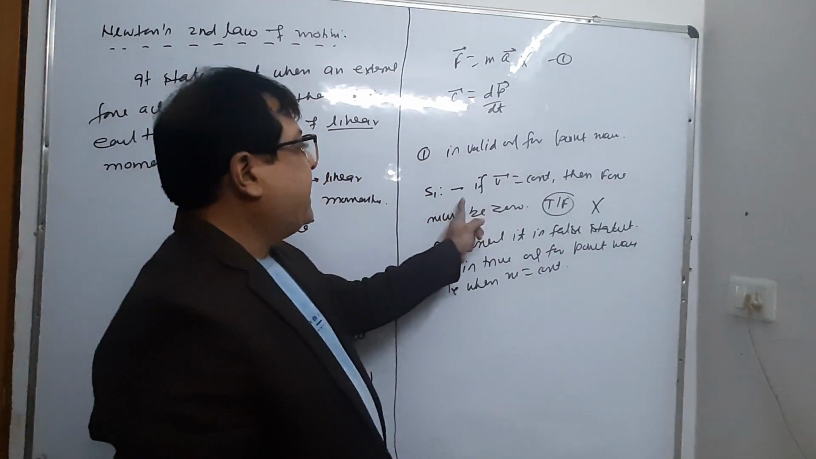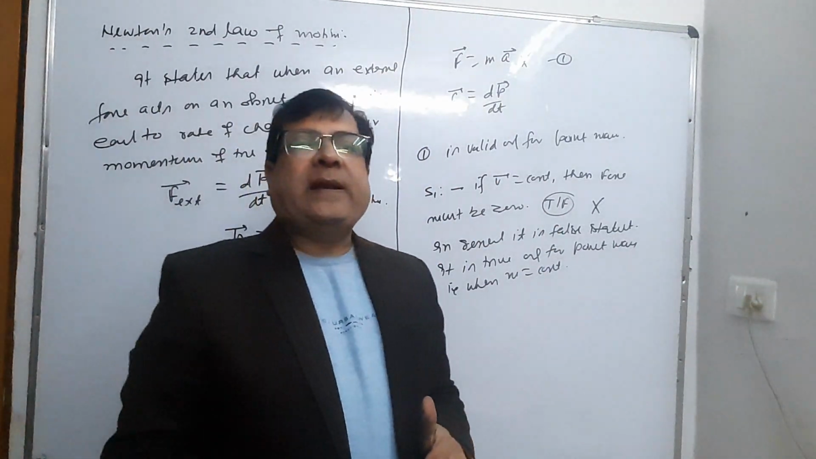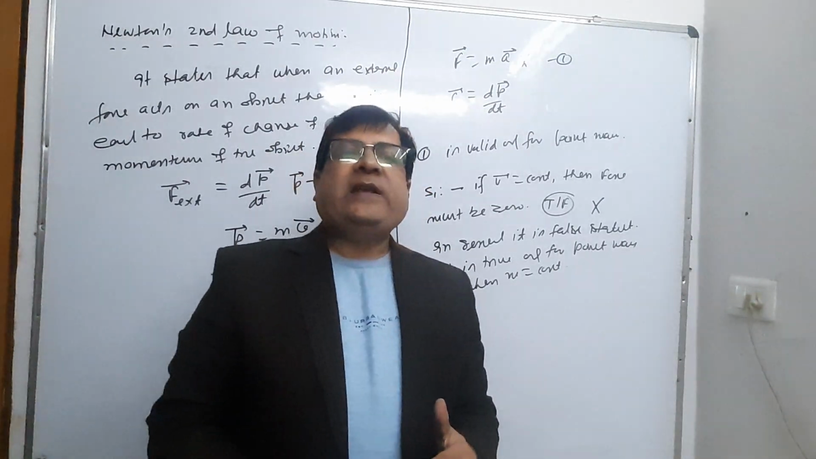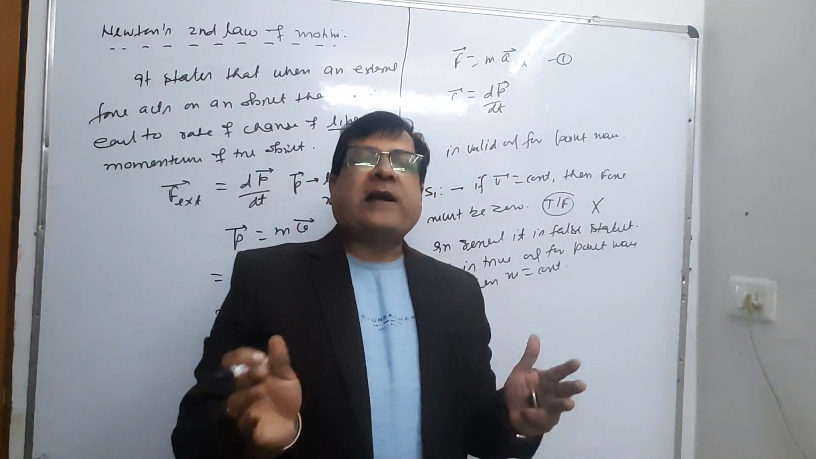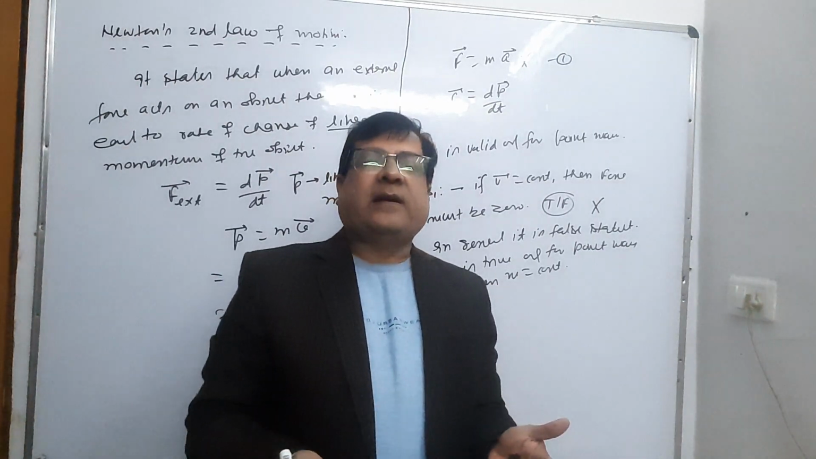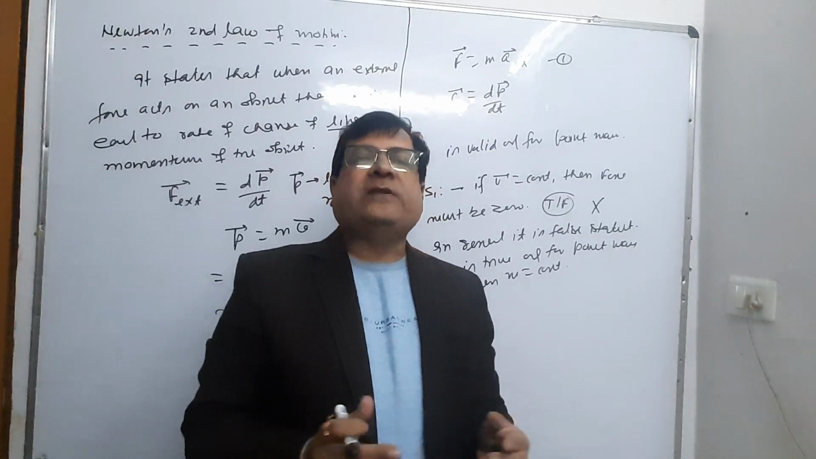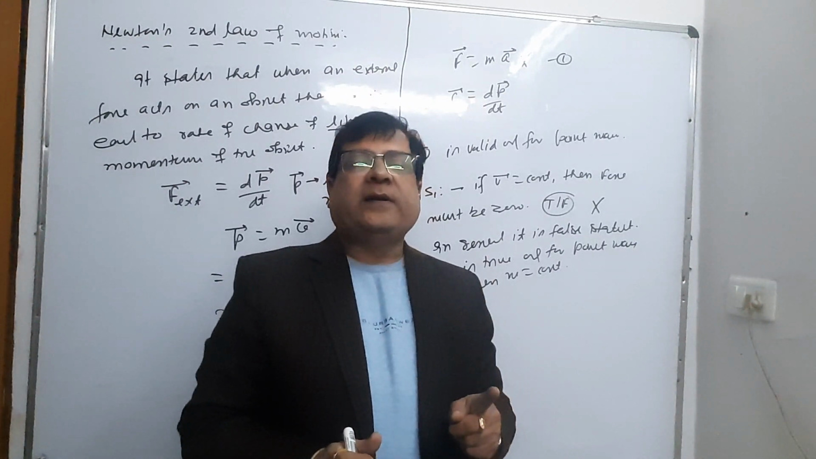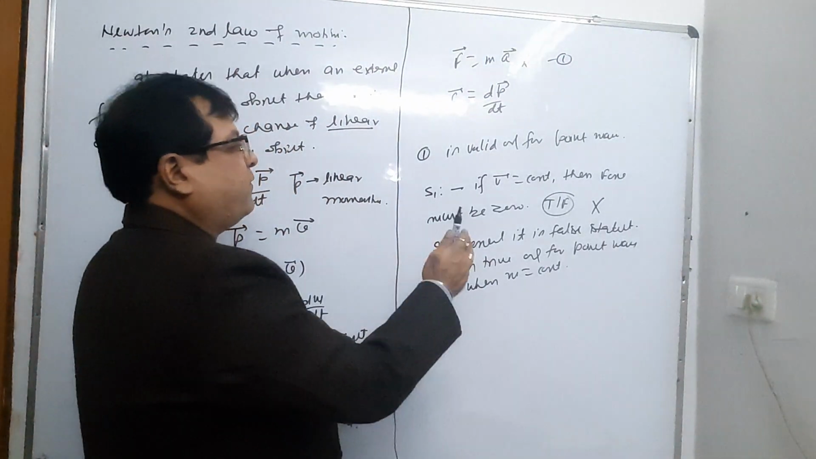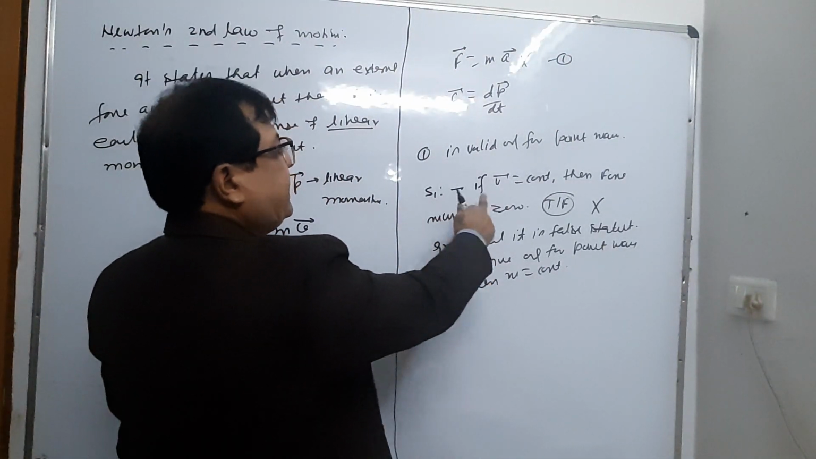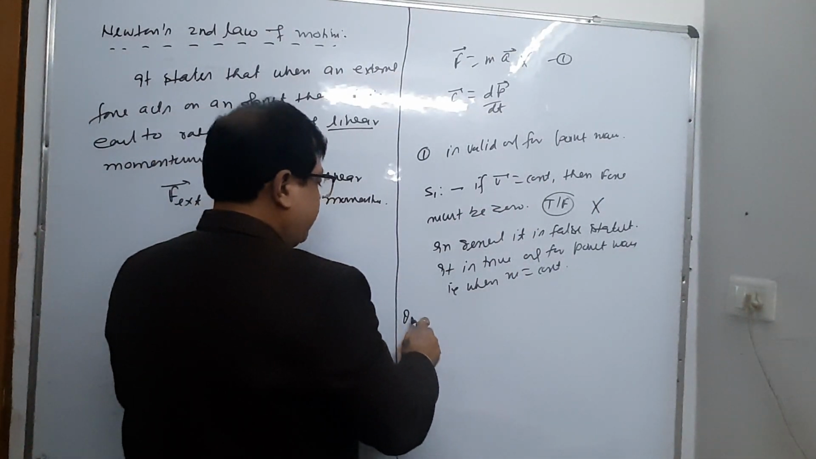Now let us take one example, where v is constant but still force is there. When you ask whether a force is acting on a body with constant velocity, every student says velocity is constant, hence acceleration is 0, and hence no force is there. That is a very wrong statement. So let us take one example: if v is constant, how can the force be calculated? Let us take one problem.